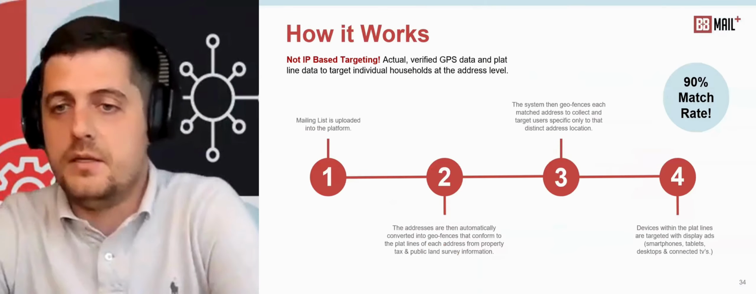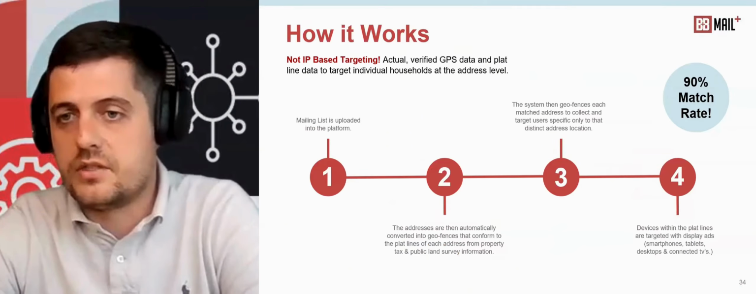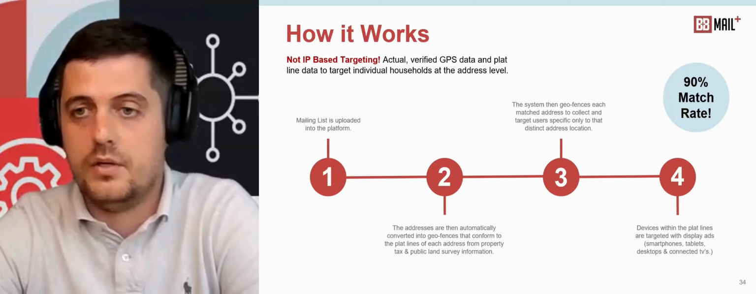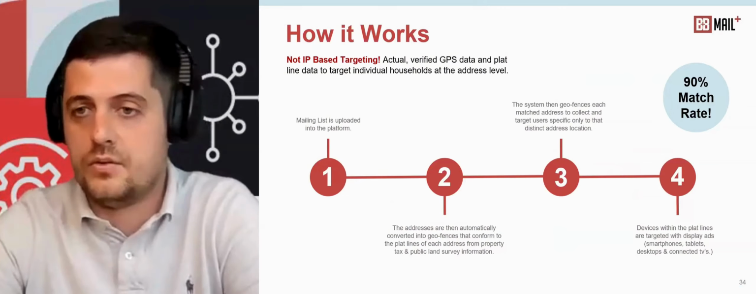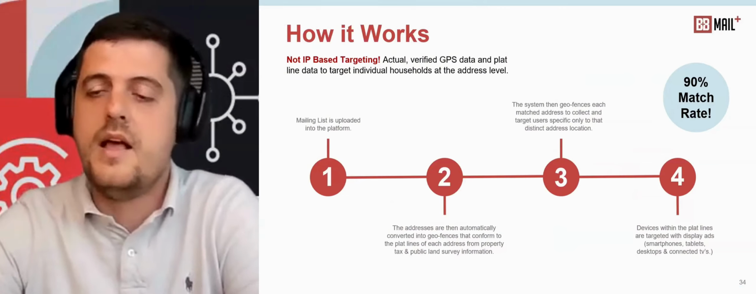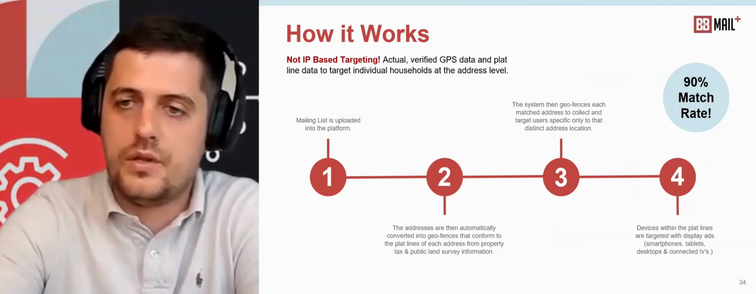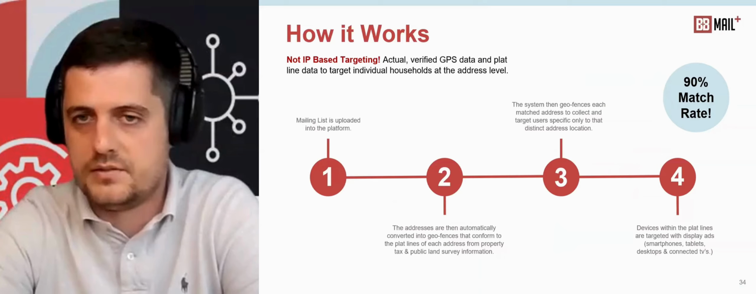Now, these ads, they will run for the entire 30 days of that campaign. So before the mail arrives, on the day of, and even weeks after. And this is not IP-based targeting. Okay, this is us actually using verified GPS data, like publicly available information, like latitude and longitude lines of those properties, to map out those addresses and serve up ads to the devices of those mail recipients.